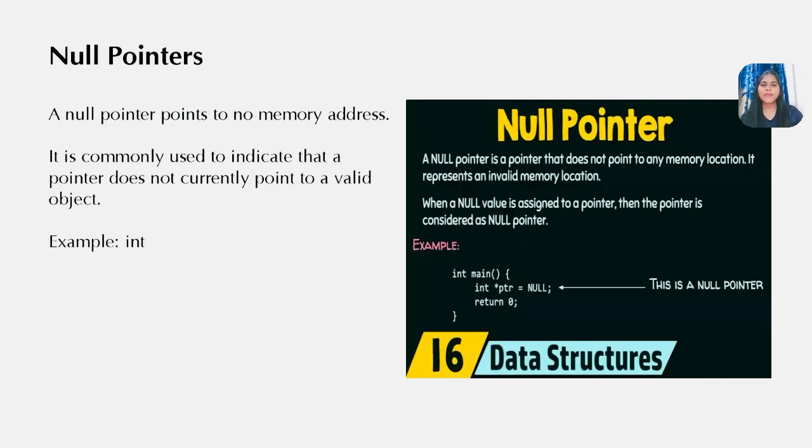Null pointer. A null pointer points to no memory address. It is commonly used to indicate that a pointer does not point to any valid object, example int pointer. A null pointer is a pointer that does not point to any memory location. It represents an invalid memory location. When a null value is assigned to a pointer, then the pointer is considered as null pointer. We can see the example of the null pointer.